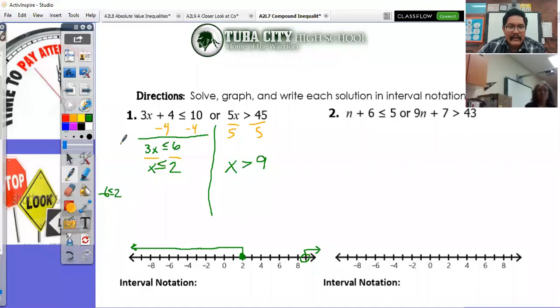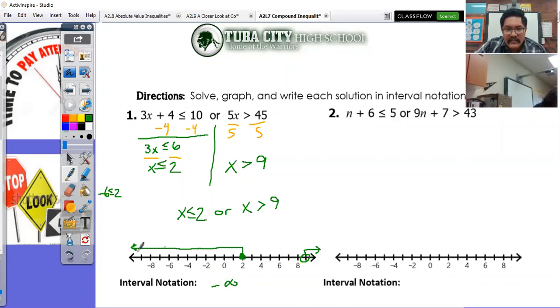And I'm going to go ahead and make a statement here. So write it in the statement. So x less than or equal to 2 or x greater than 9. So x has to be either less than or equal to 2 or greater than 9. As long as x is in one of those groups, it should work out as a solution. Let's go ahead and put it in interval notation.